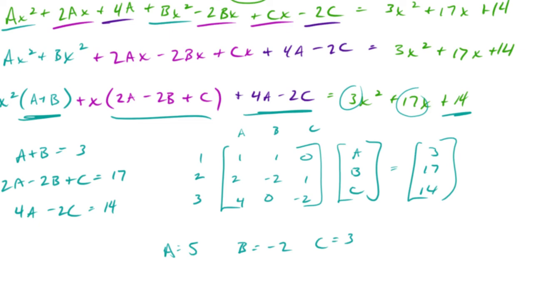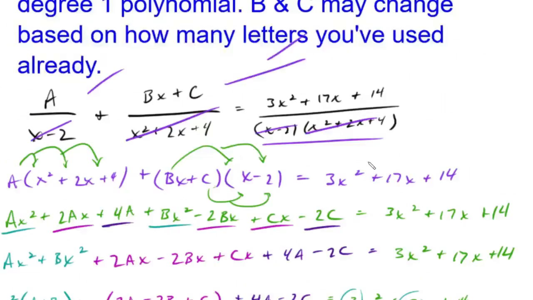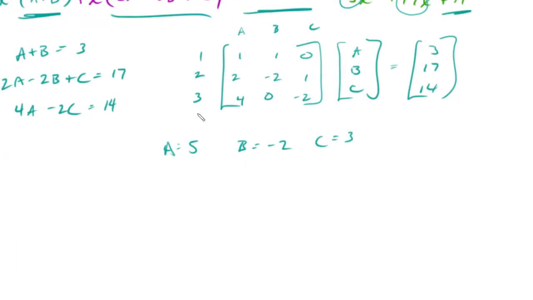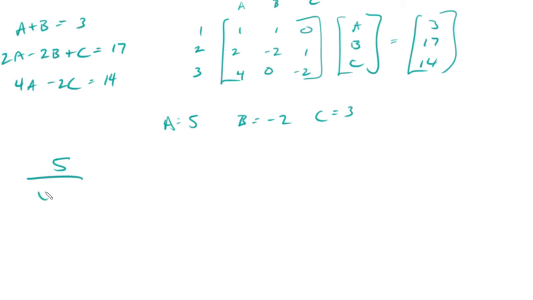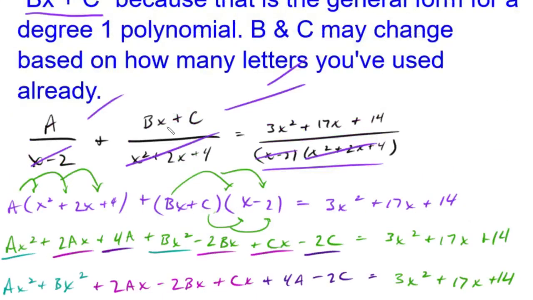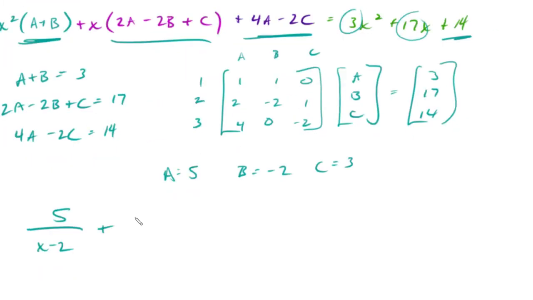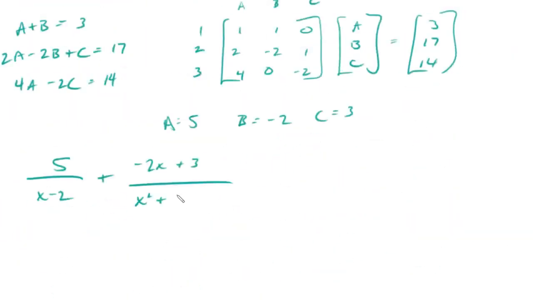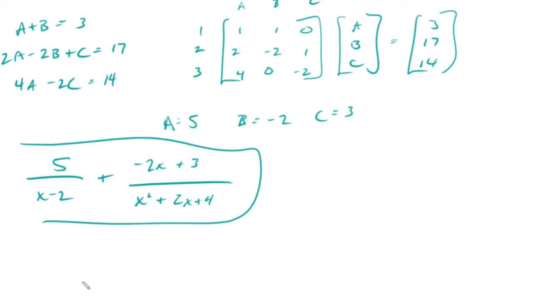And so you finish the problem by writing out this partial fraction decomposition where you replace a, b, and c. So instead of a over x minus 2, you've got 5 over x minus 2. And then instead of bx plus c, you're going to have negative 2x plus 3 over x squared plus, was it 2x plus 4? Yeah. There is your partial fraction decomposition.